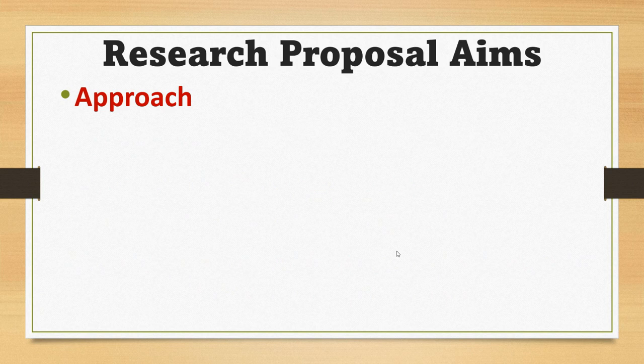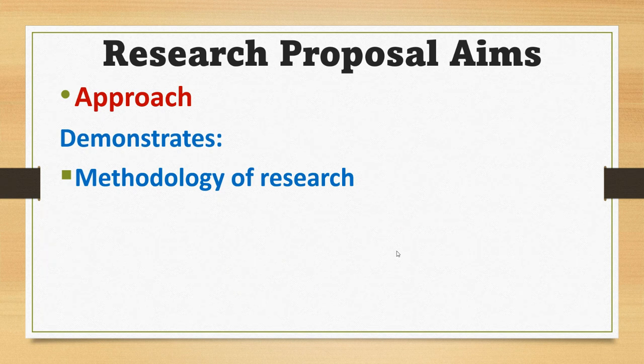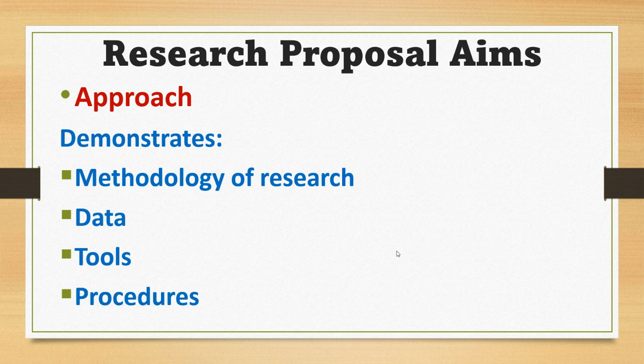The next aim of the research proposal is the approach, that is, how you demonstrate your methodology of research, how you will be accomplishing your research methodology, or how you will complete this research work in the laboratory or on any other grounds. So how you will calculate the data, which tools you will use and how you will be using those tools in your research project, and this will specify the procedures or methods which you will adopt during your research project.